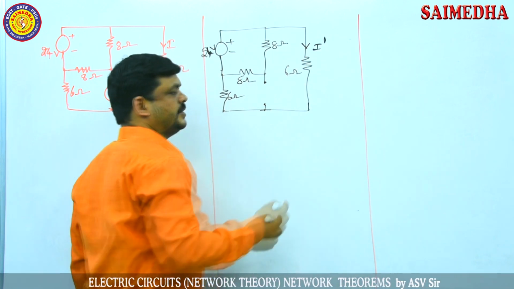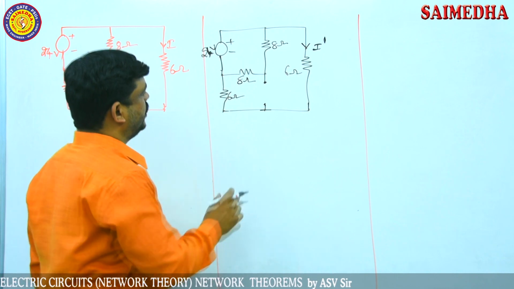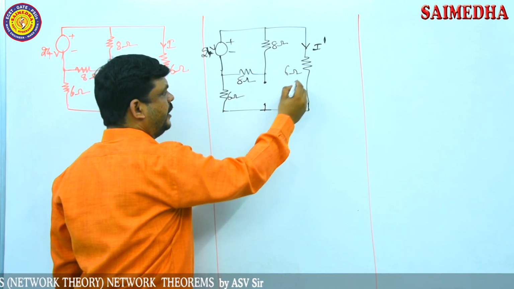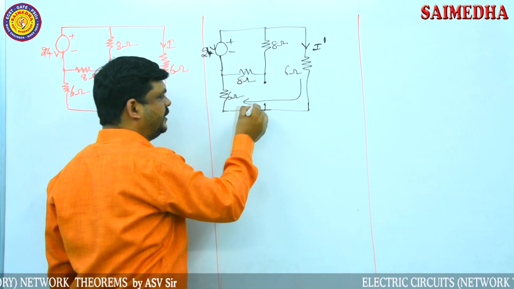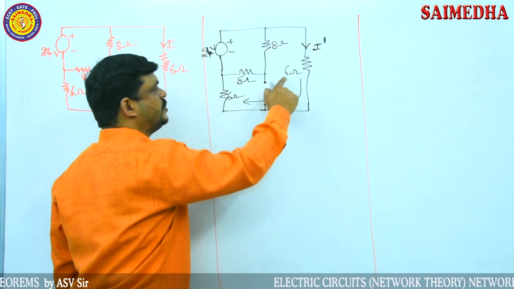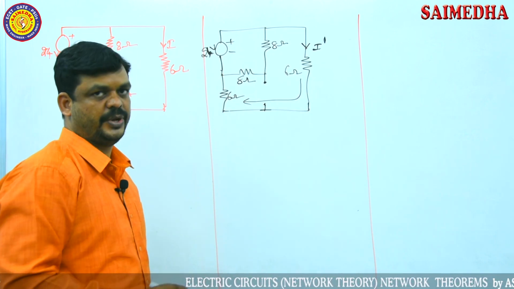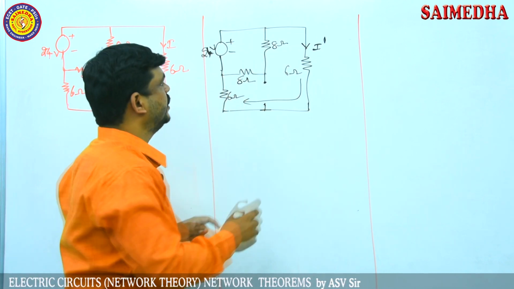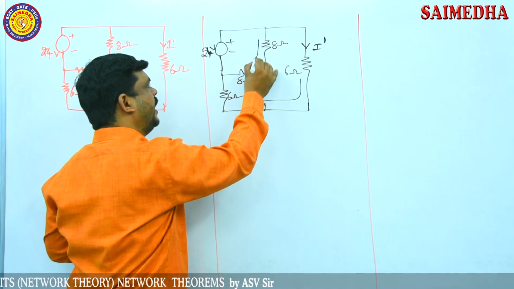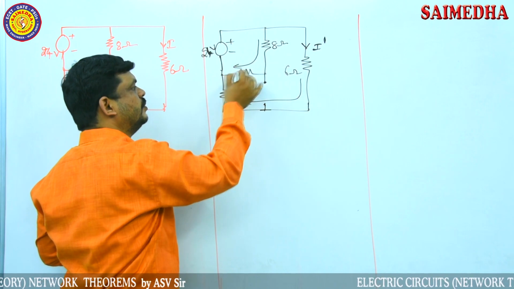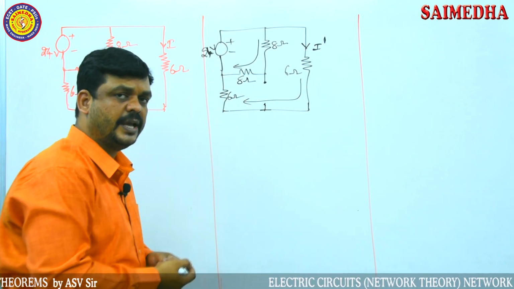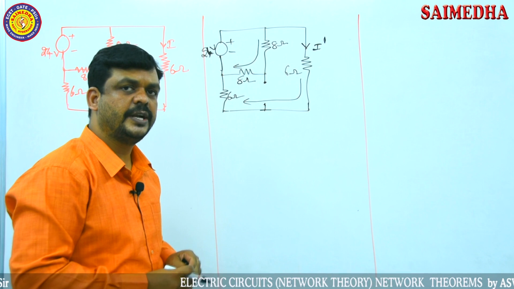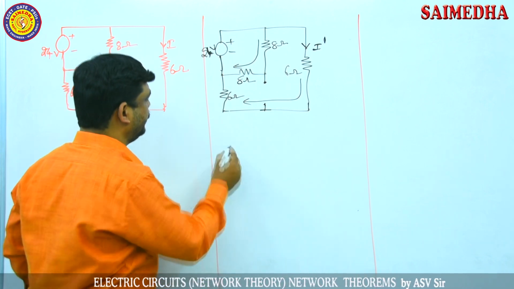This I am writing as I dash, due to one source. So now if the current source is eliminated, the same current flows through this path. That's why these two elements are connected in series combination. And similarly here, the 8 ohms and 8 ohms resistors. The current through the 8 ohms and the current through the other 8 ohms is the same, so these two elements are also connected in series combination.